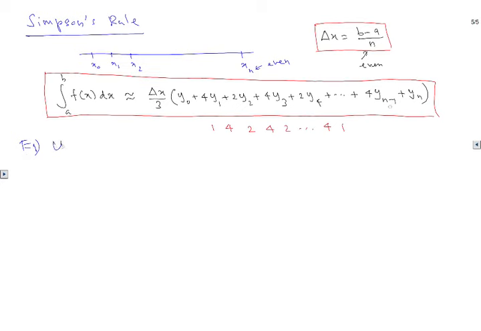Use the Simpson rule with n equal 4 as an even number to approximate the integral from 0 to 2 of 5x to the 4th dx.